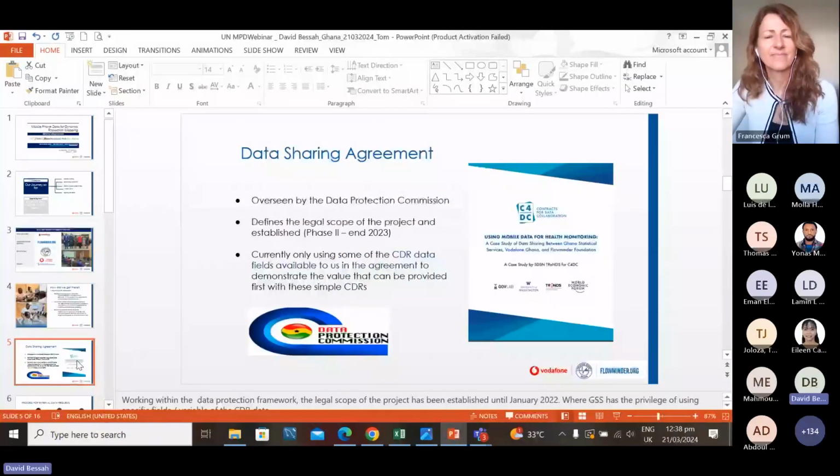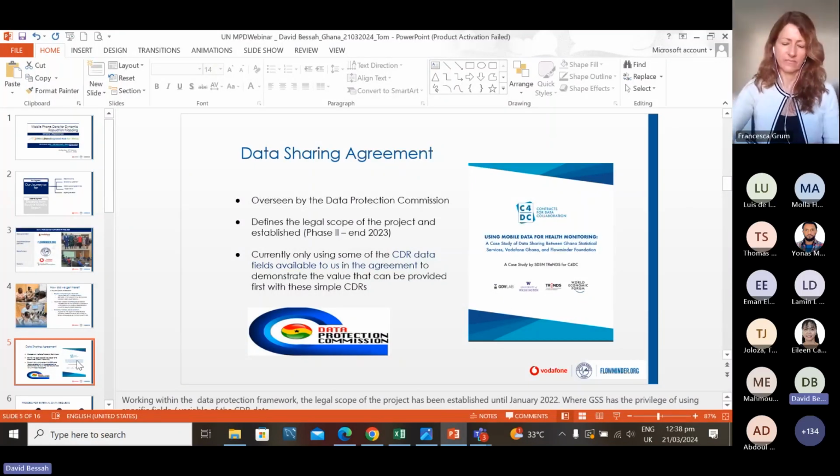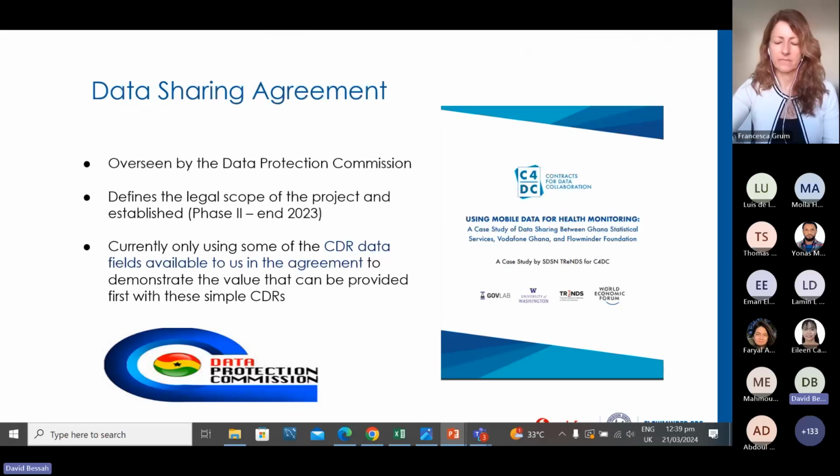So what we did was also to make sure that we are in line with what we're doing. We signed a data sharing agreement, which was to end in 2022, and it was renewed later on. This gave us the privilege to access some specific variables and indicators from the CDR.